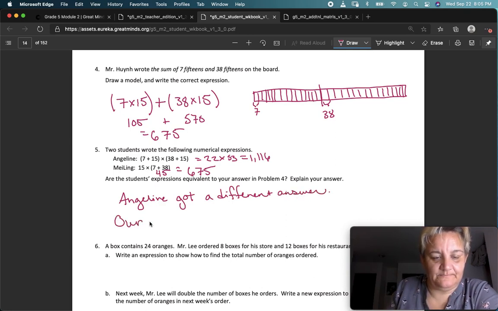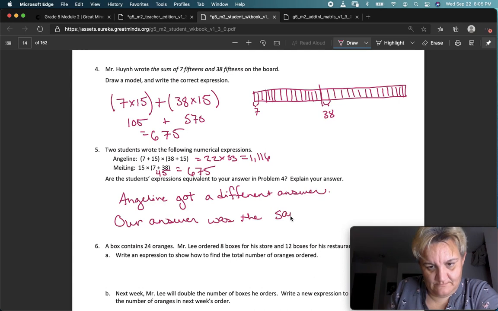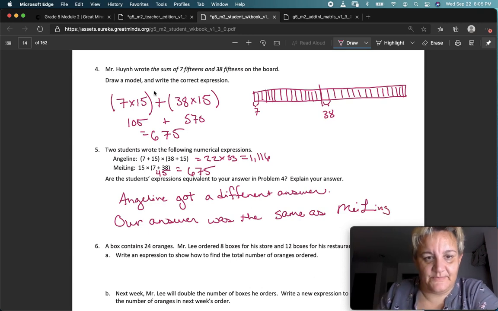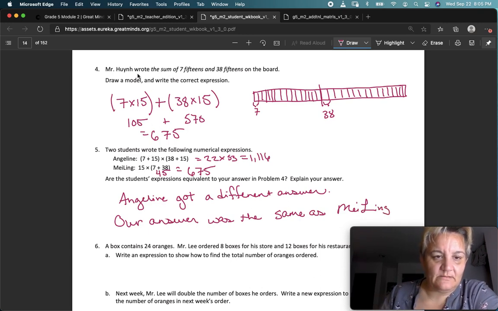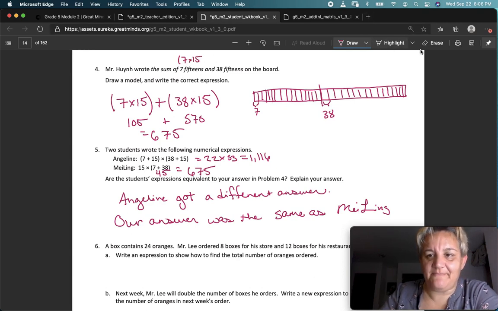Our answer was the same as Mei Ling's. Okay. So, what did Angeline do wrong? She saw the sum of 7 15s, and instead of saying 7 times 15, she thought that meant 7 plus 15. Do you see what she did wrong?